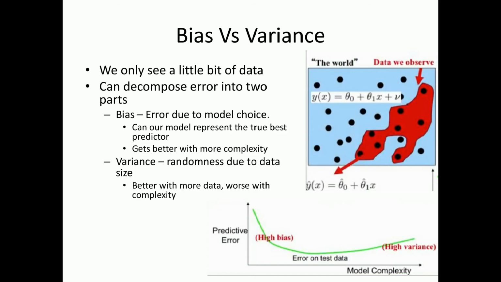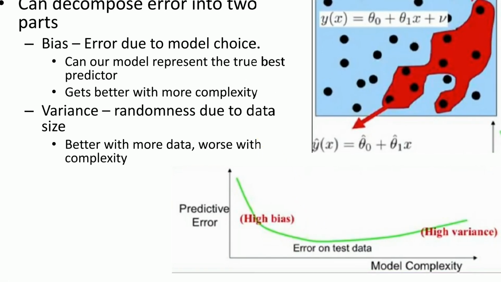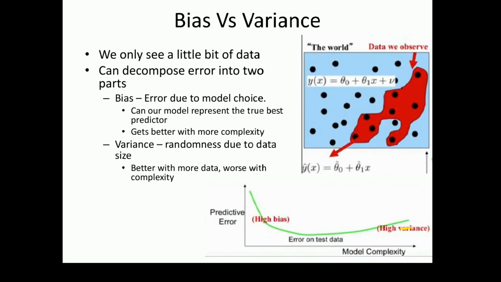Again we'll discuss bias versus variance. We only see a little bit of data, and we can decompose error into two parts, bias and variance. Bias is the error due to the model choice: can our model represent the true best predictor? We can get better results with more complexity. Variance is the randomness due to the data size. It will be better with more data and worse with complexity. This graph represents bias versus variance. When you have a simple model, the predictive error is high, but as you increase the model complexity, there is high variance.